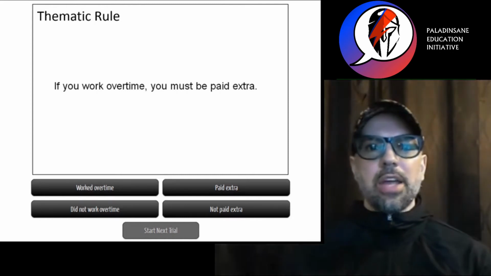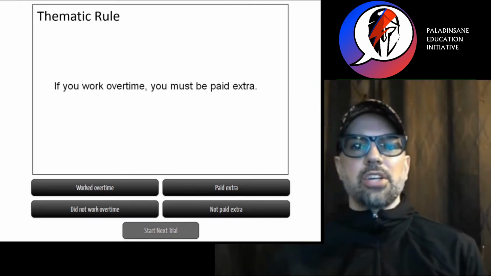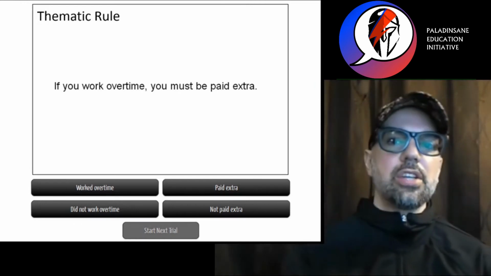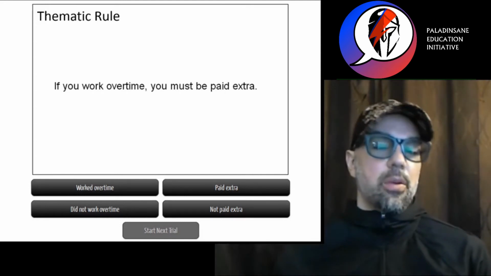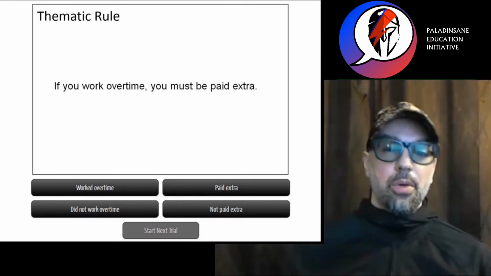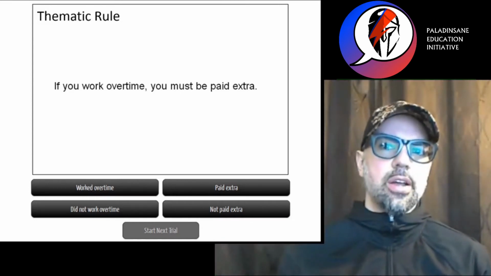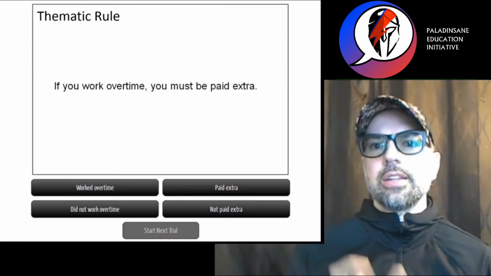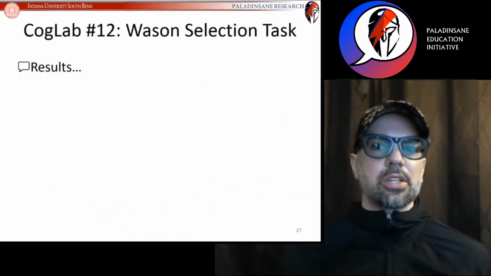Do you need to check your paycheck if you've worked overtime? Do you need to check your paycheck if you haven't been paid? Sorry, do you need to check your hours if you haven't been paid extra? Or do you need to check it when you haven't worked overtime or when you were paid extra? Which ones do you need to flip to make sure that you got paid for the work that you did? All right, so those are the situations. Let's take a look at the results.